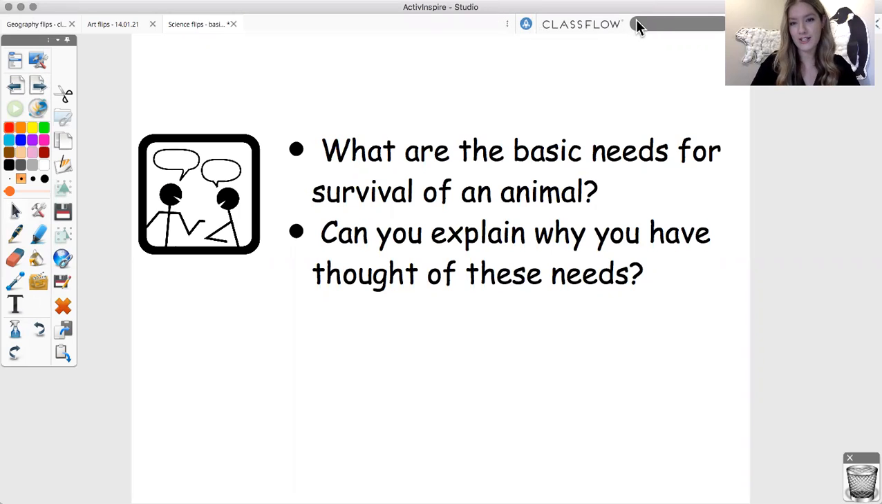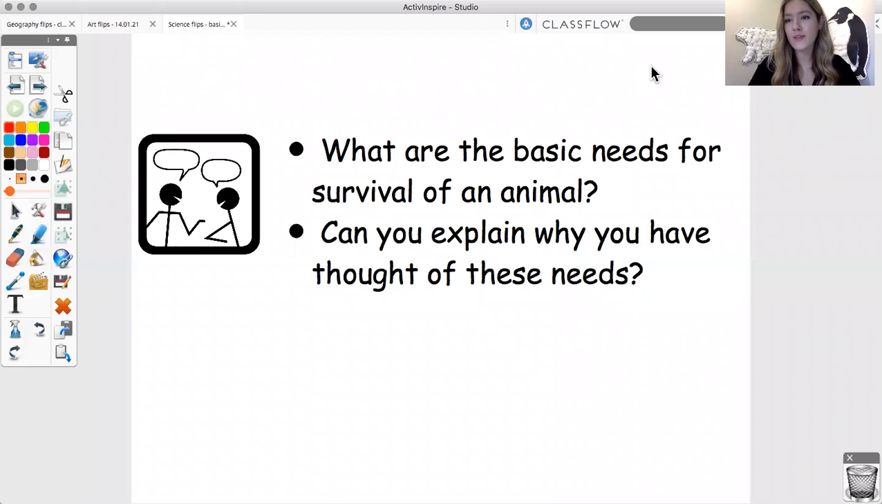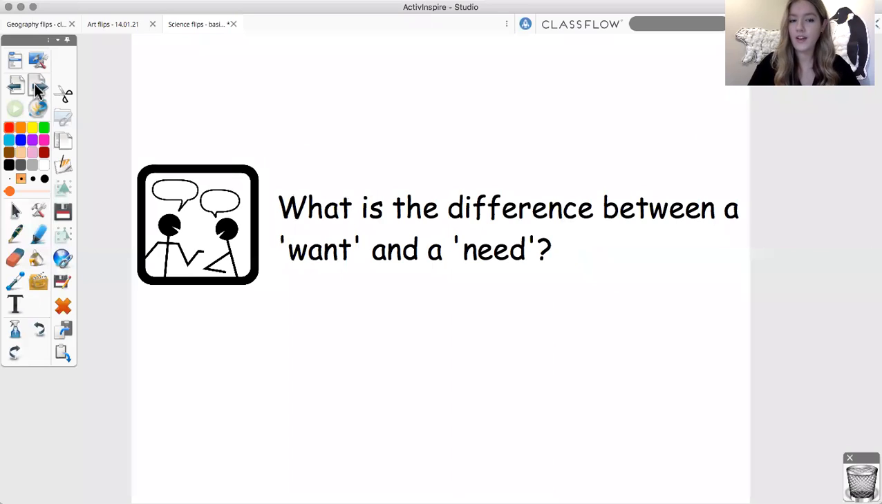Pop me on pause whilst you were doing this. Well done for doing that task. I was certainly considering that animals need food because it gives them energy, and we need that to survive. So, what is the difference between a want and a need? Can you describe this, or maybe even give some examples with someone at home? Pop me on pause again whilst you do this.